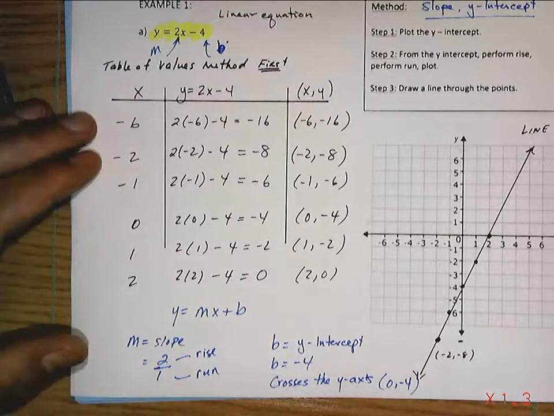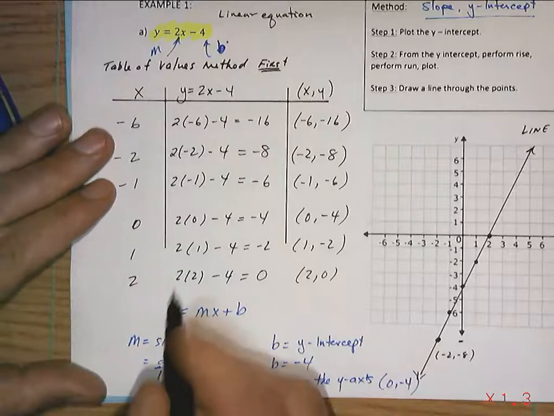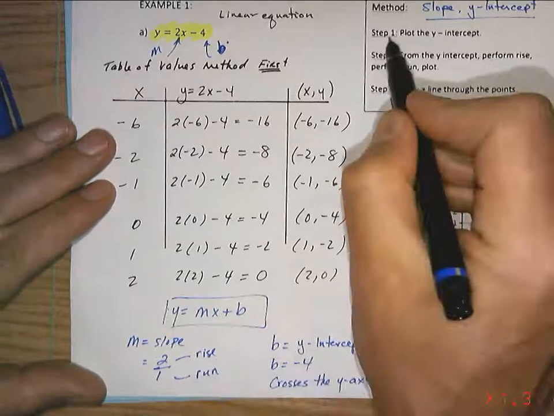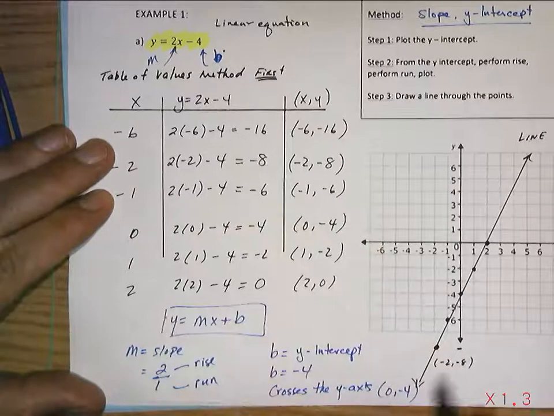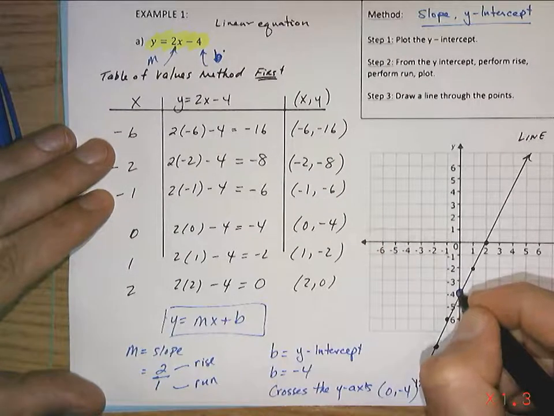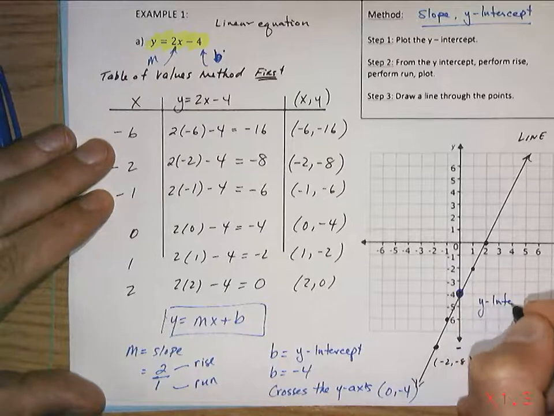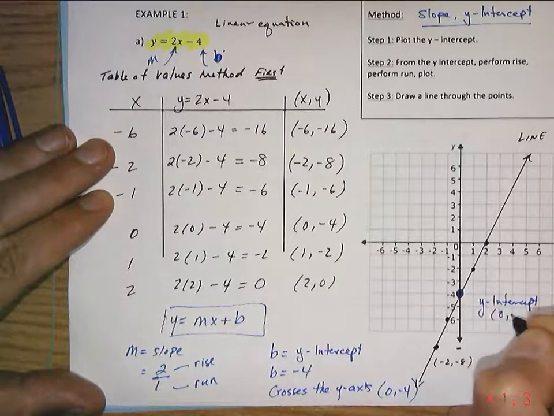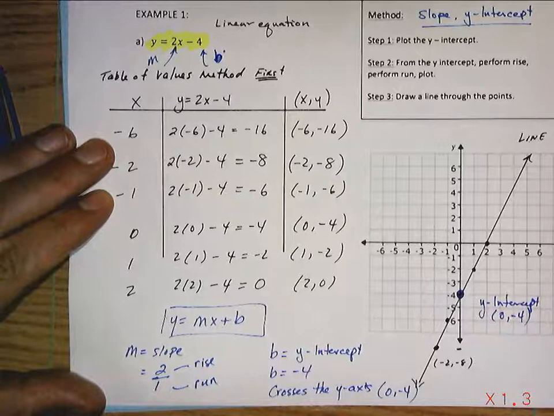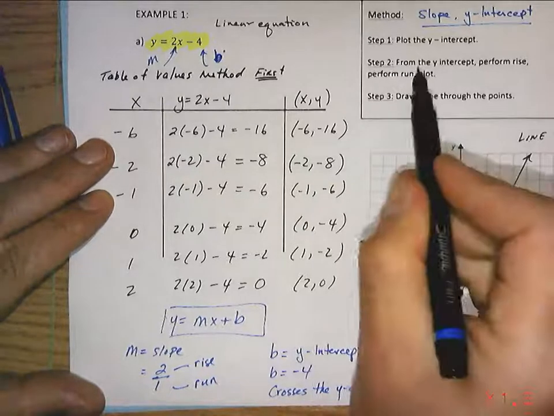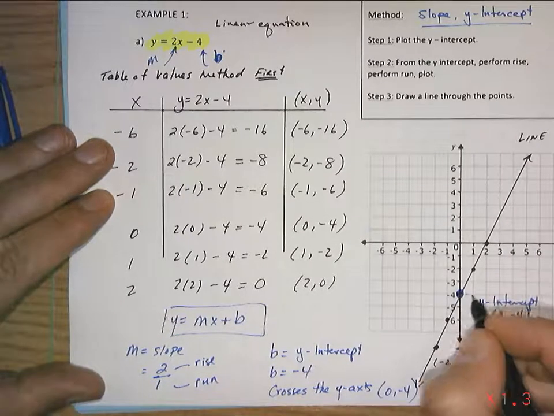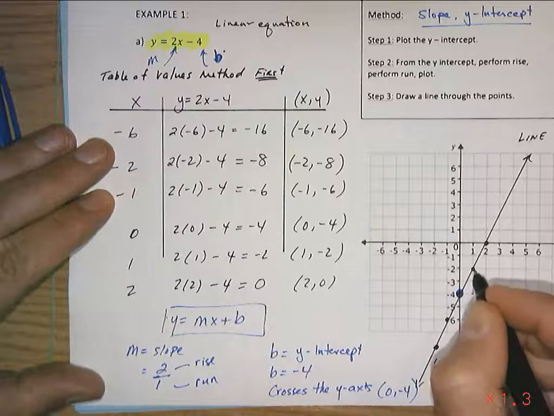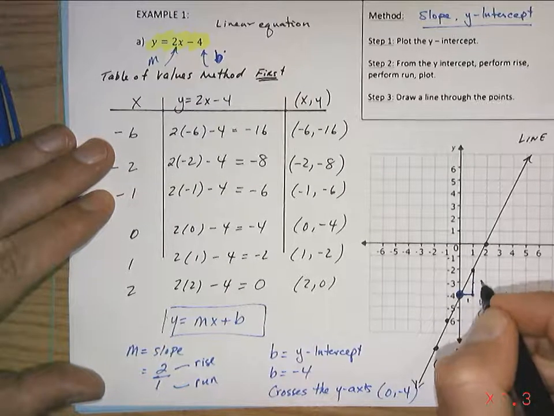So this question is asking us to graph this using this method. So if we use this method, it says, number 1, plot the y-intercept. Well, the y-intercept was -4, which means it crosses at 0, -4, which is right here. So there's your y-intercept, which is 0, -4. And then you're supposed to, from the y-intercept, perform rise and perform run. So rise over run is 2 over 1. So from this point, I'm going to go over 1 and up 2. Over 1 and up 2.